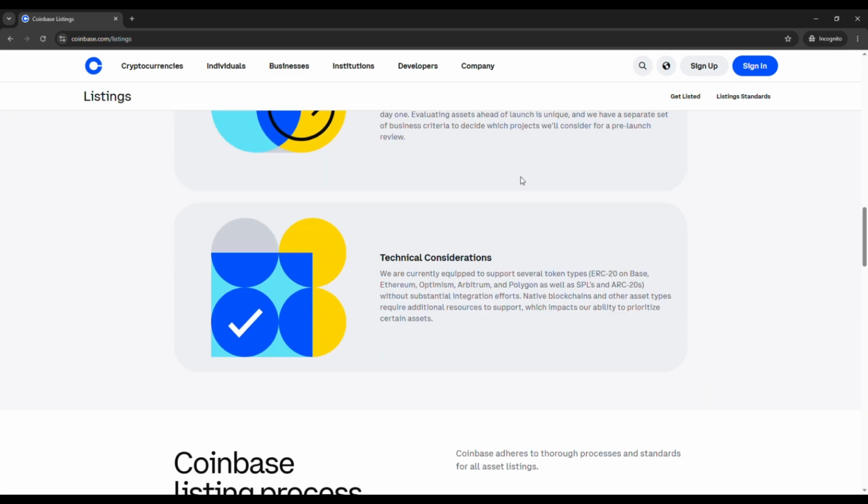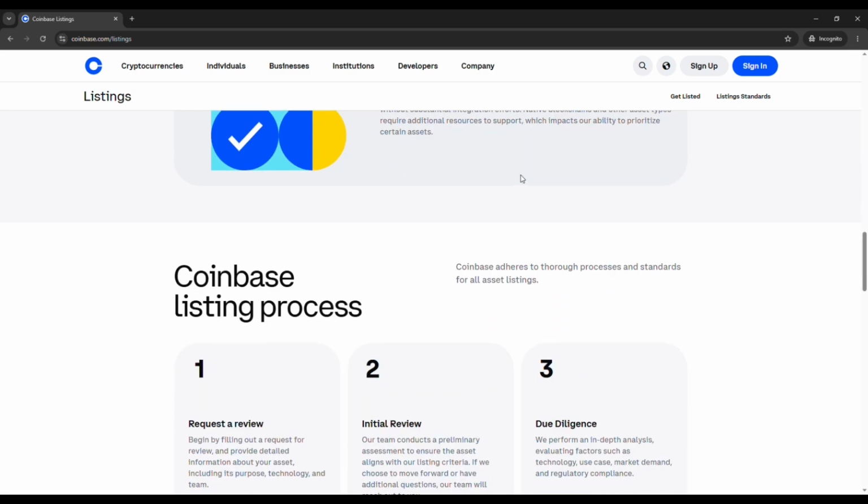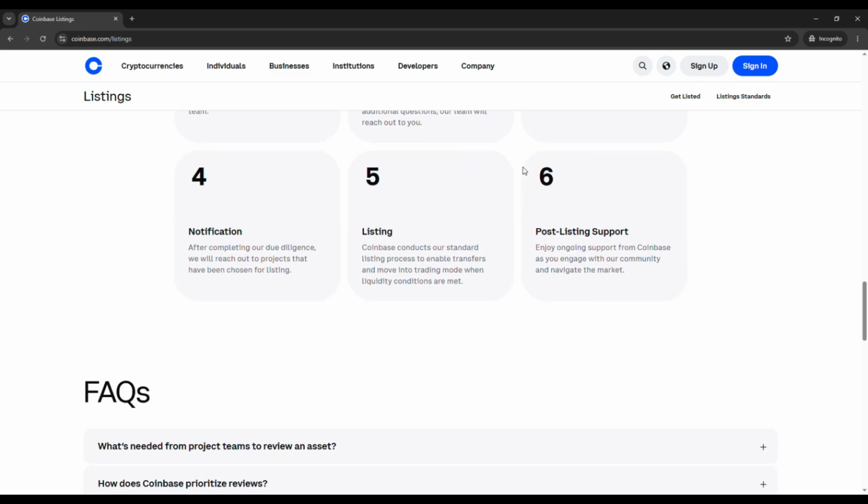Place your trades using limit orders on Coinbase Pro instead of market orders so you have more control over your entry price.